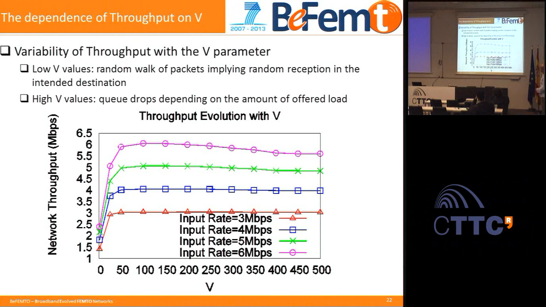But also, as we can see here, as we increase the V parameter, we are giving too much emphasis to the penalty function, and we are getting queue drops, especially in this case for the offered load of 6 megabits. So we do not get the 6 megabits.